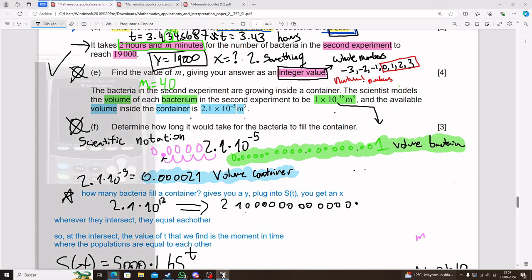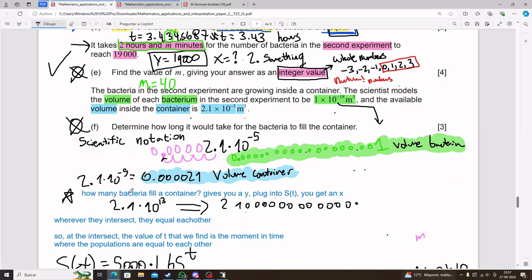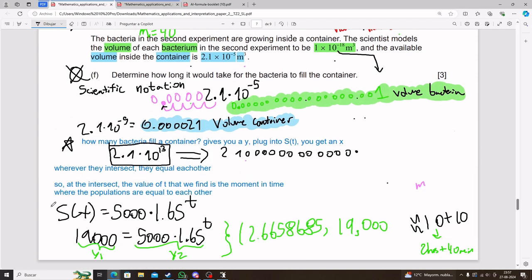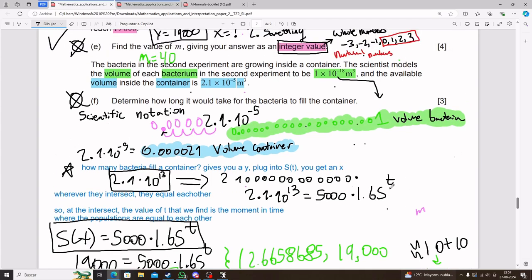So you can plug in all the zeros, but for now I'm going to just plug in terms of scientific notation. I did that for you to understand what is happening behind the scenes. Dale? So this is the amount of bacteria you need to fill in a container. So technically, if I plug that into S of t, ¿cierto? We know that S of t is this. So if I plug in 2.1 times 10 to the power of 13 equals 5,000 times 1.65 to the power of t. Now all I have to do is find t from here, and I will have solved the problem.